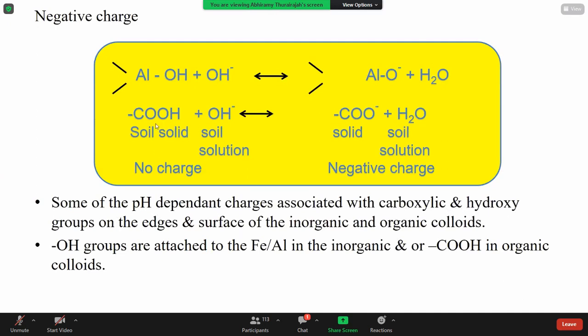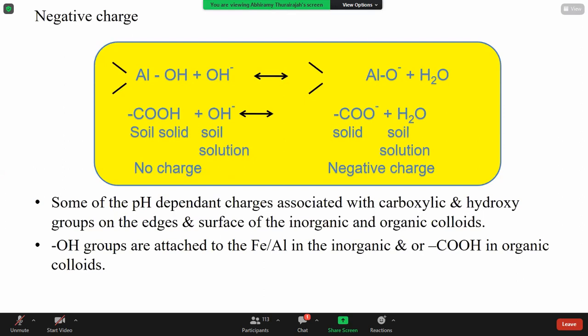So the same thing happens here in the carboxylic group COOH. When the OH minus increases, through the deprotonation, the H plus will detach from the COO minus and it forms the water and it creates the negative charge on the colloid. Right? It is mainly in the humus rich soils. If the soil is rich in humus or the organic matter, it forms the negative charge when the pH increases.